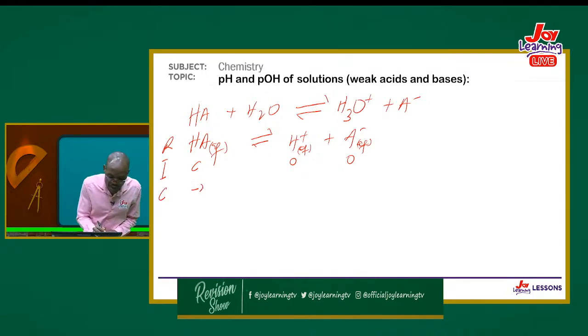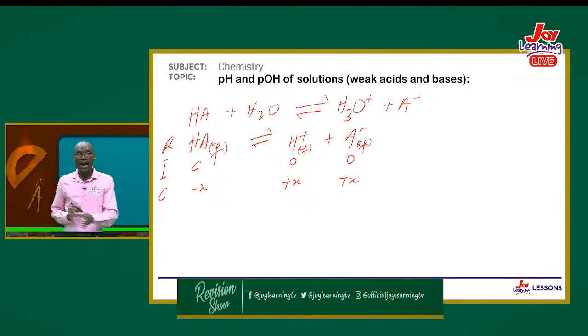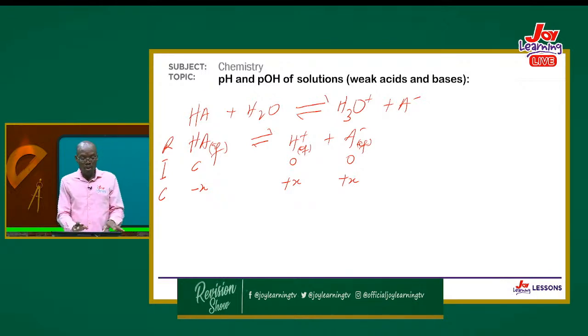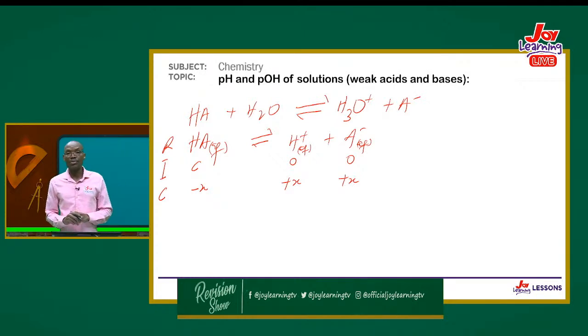So I'll have X, then it will appear like that. So how much of the HA is breaking down will give rise to an equivalent amount of the ions increasing in solution. Because it is an equilibrium state, if we want to do any calculation here, then we have to use the equilibrium concentrations to do whatever calculation we want to do.